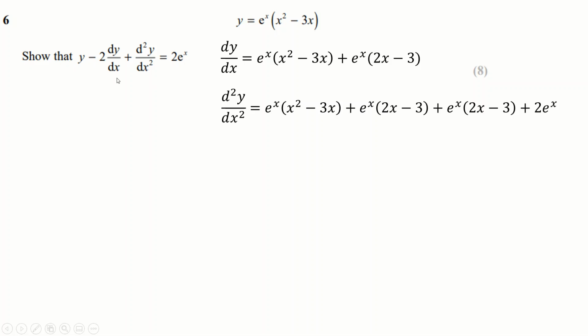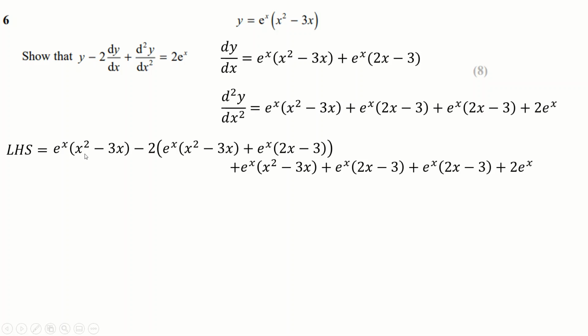And now here, what I'm going to say is left-hand side, which is this thing, the left-hand side equals, now y is equal to this, so I'll put this in for y, minus 2 lots of, so in brackets, dy by dx, which is all of this, that's all of that, plus d2y by dx squared, which is all of this, which is on the second line here.